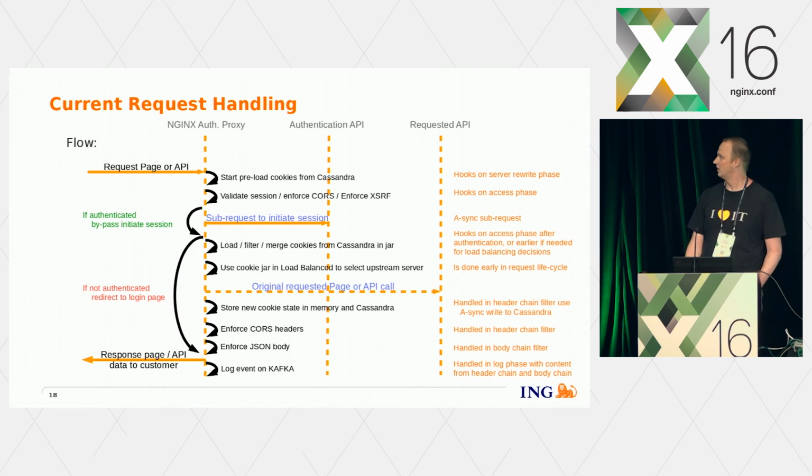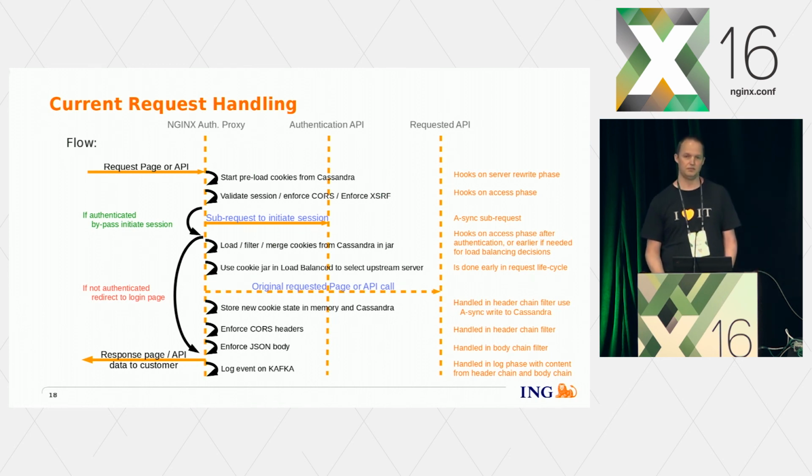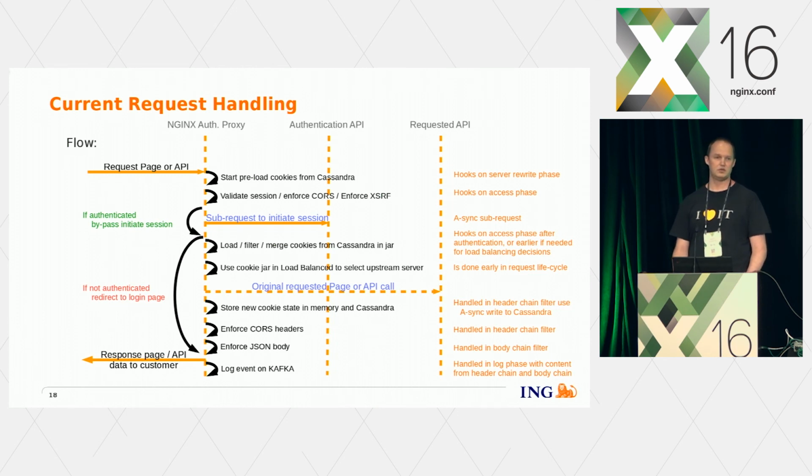So that is already done in the server rewrite phase. If we know that we need to get a new set of data from Cassandra, because our node internally does not have the latest data available, we already start an asynchronous query on Cassandra.